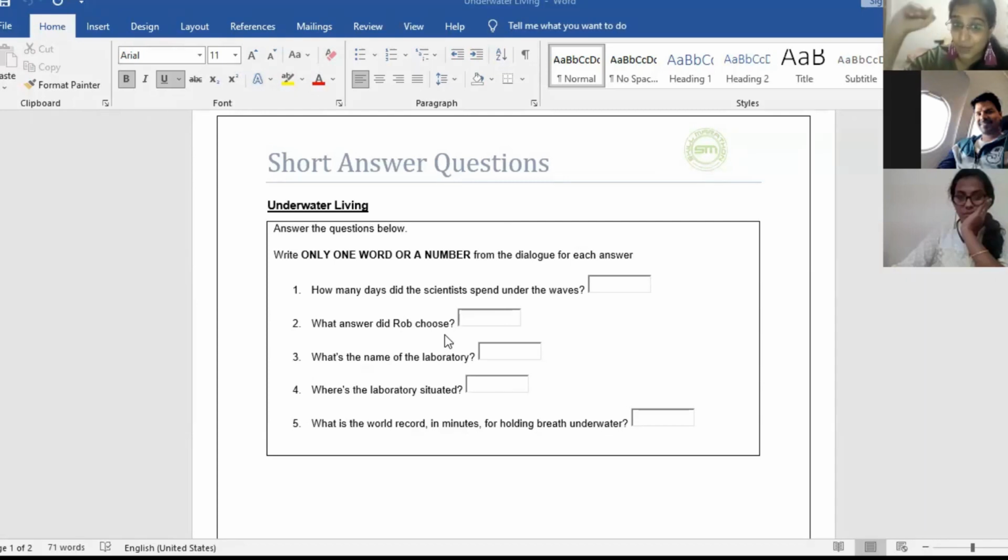Be careful and focus. What's the name of the lab? Aquarius. Aquarius, not undersea. Fabien calls it undersea, but the name of the lab is Aquarius. Where's the lab situated? It's in Florida. And what is the world record in minutes for holding breath underwater? Here you can just write 22 because in the question itself they've mentioned minutes. So you don't really have to write 22 minutes, just write 22.